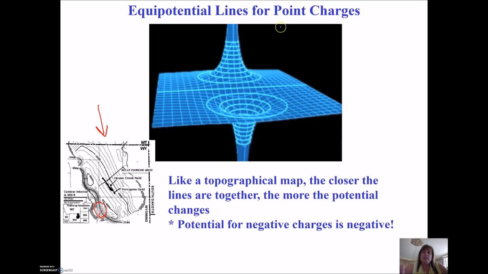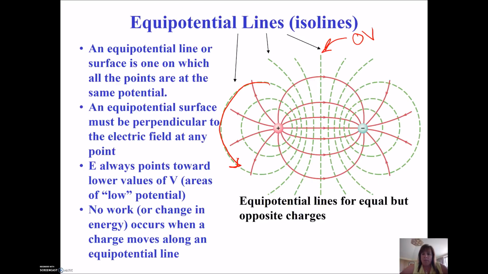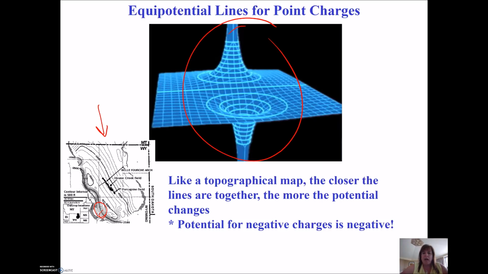Now, this picture up here is actually that 3D map for this set of charges, the opposite charges. Notice this is my negative charge down here, and that's my positive charge. The negative charge is negative, so it's down. And the positive charge is positive, so it's up. And here, that's my 0 voltage line, equal but opposite charges.